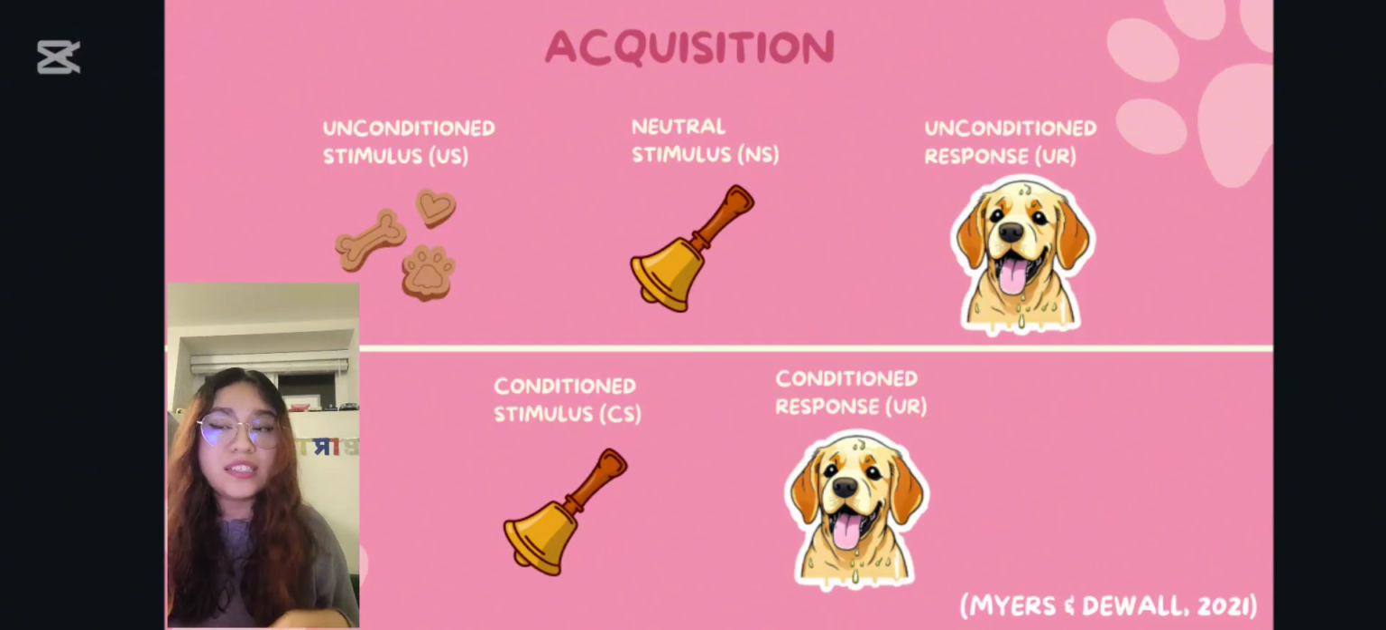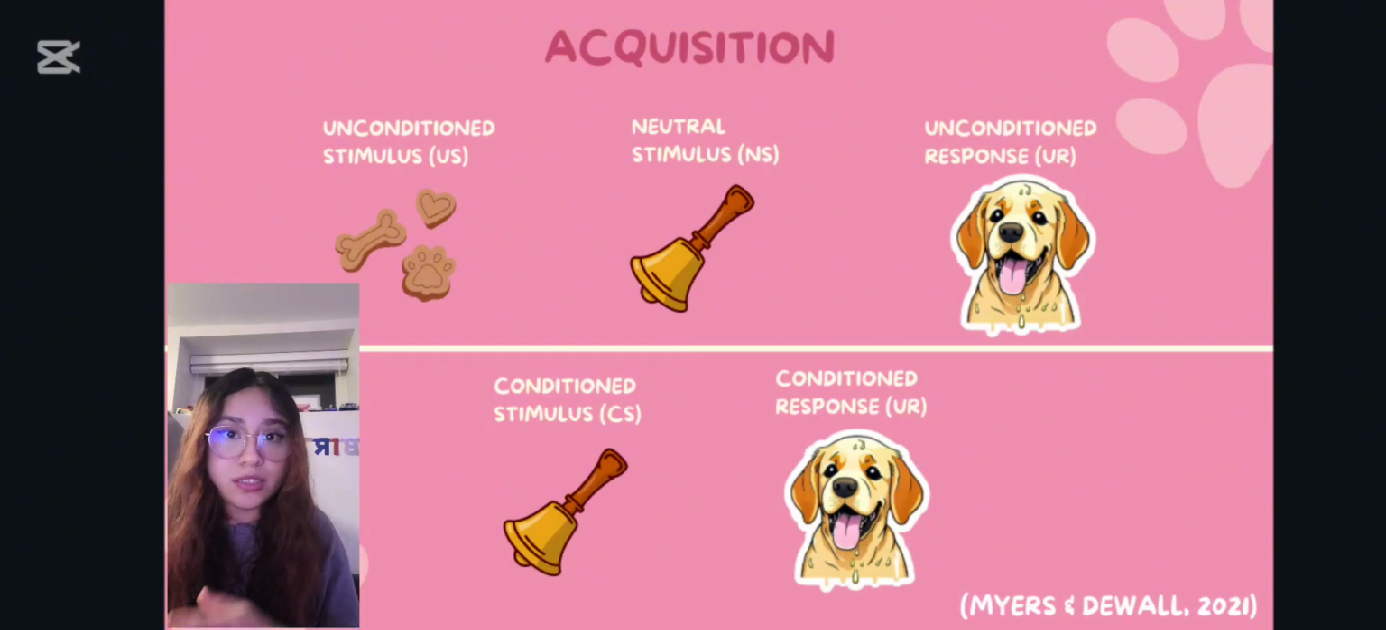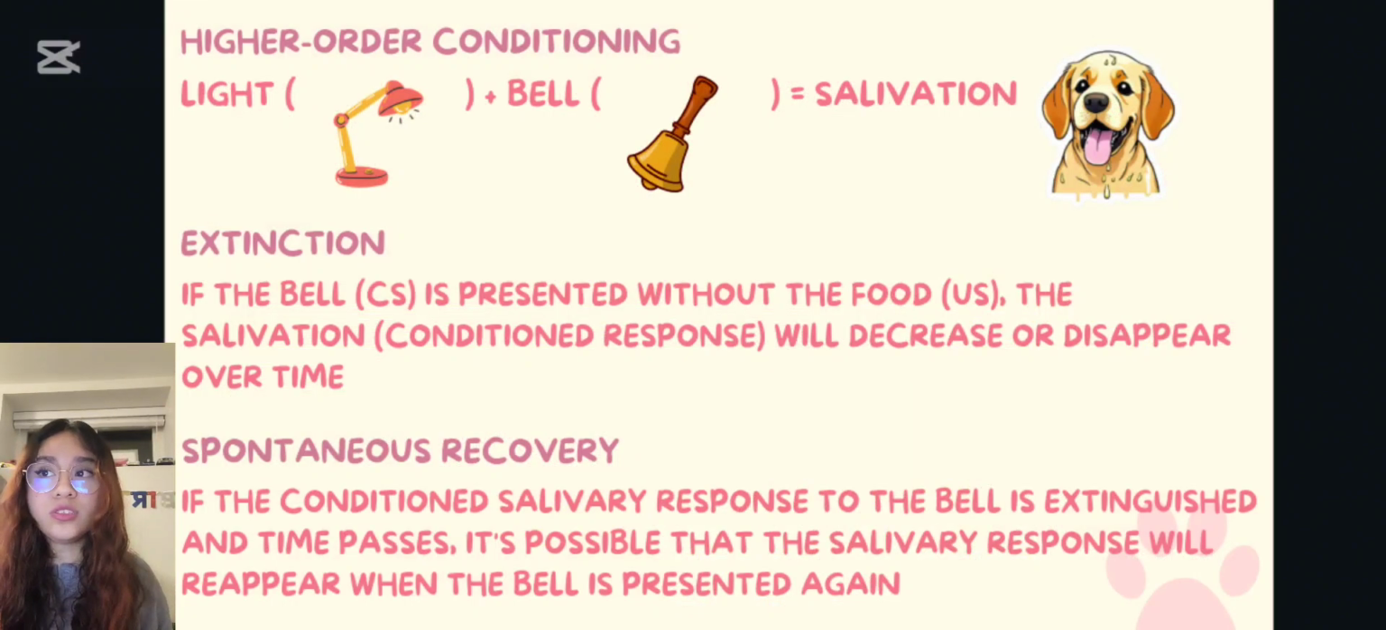But it is acquisition when we have a conditioned stimulus. When we repeat this behavior several times, the dog is going to associate the sound of the bell with the food. So we have a conditioned stimulus, which is the bell, and then a conditioned response. And also we have higher order conditioning.